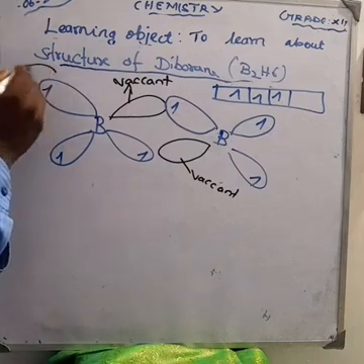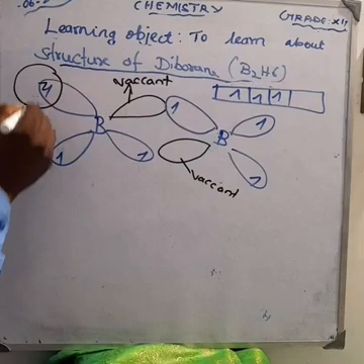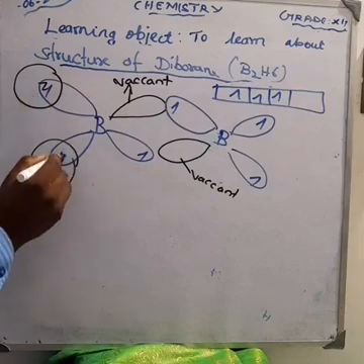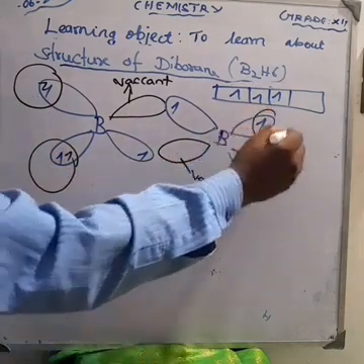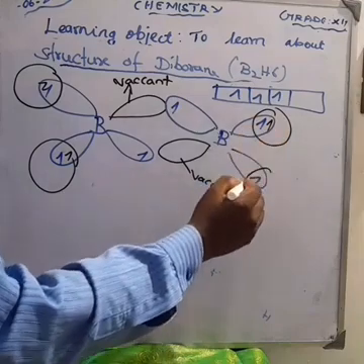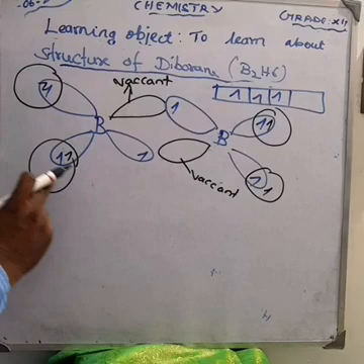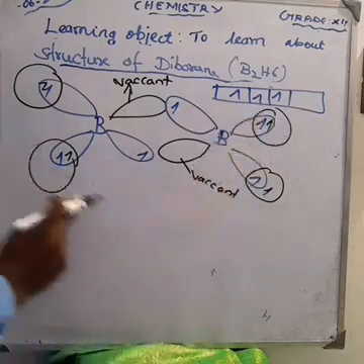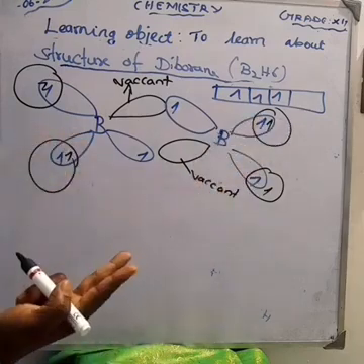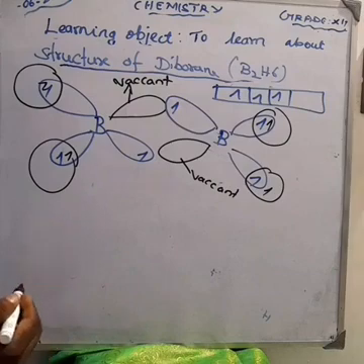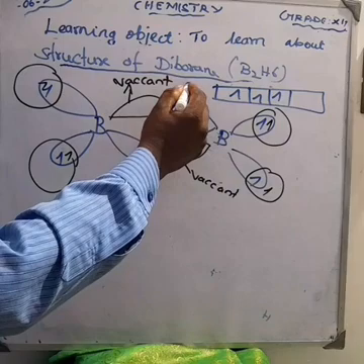Here one hydrogen atom is going to bond, another hydrogen atom is going to bond, here also one more hydrogen atom, and here also one more hydrogen. Am I right? Yes or no? So 4 bonds are over, 4 hydrogen atoms are also over. How many hydrogens are left? 2 more.